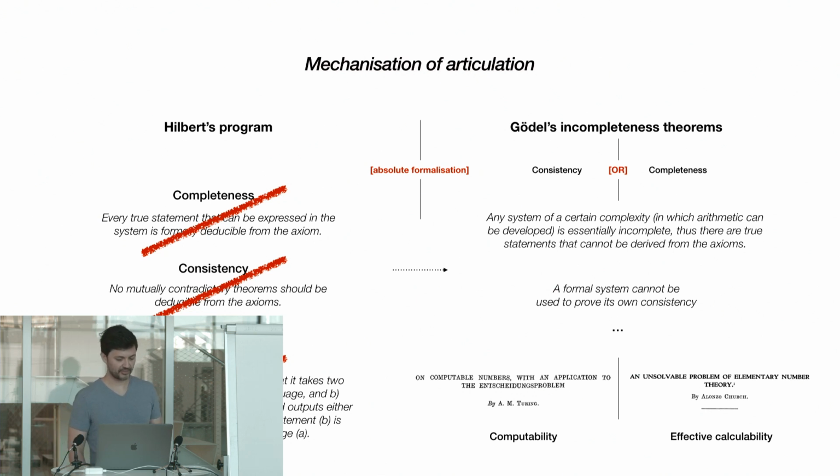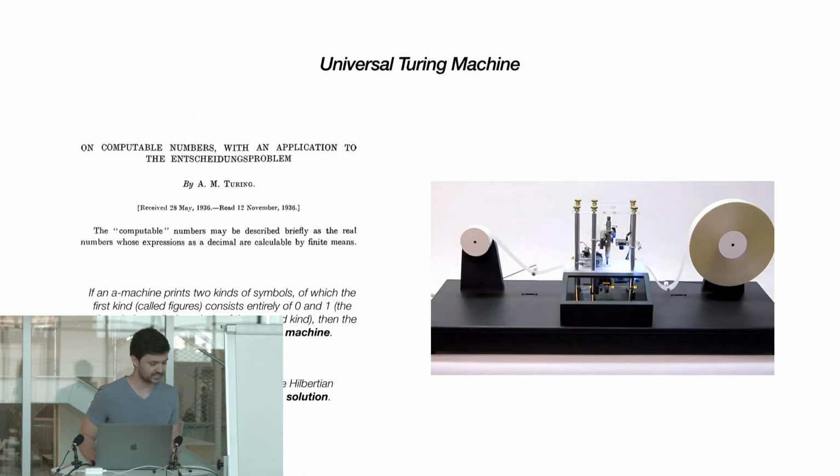But then something very interesting happened, because, as I told you, in trying to prove that the Entscheidungsproblem cannot be solved, both Turing and Church defined two concepts, which are called computability and effective calculability, which are the basis of what we know today as computation.